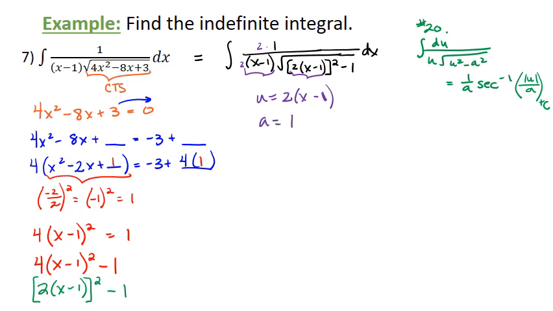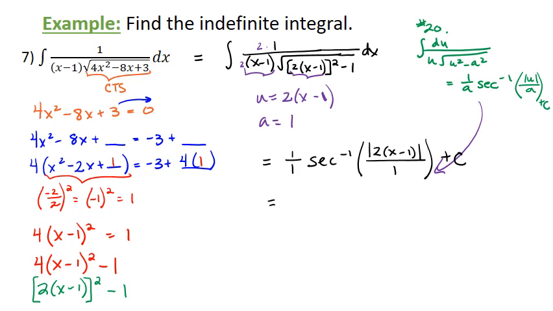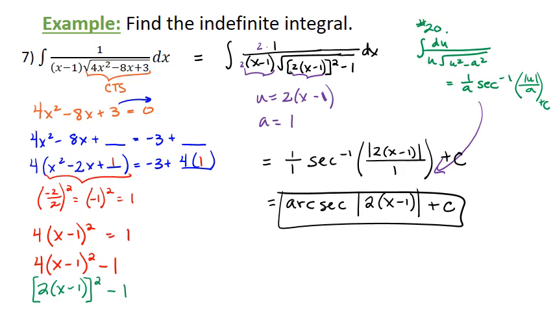A is 1. So throwing this into this here, we get that this is equal to 1 over 1 times secant inverse of the absolute value of 2 times x minus 1 all over 1 plus c. And then this is arc secant or secant inverse, whatever. Arc secant of the absolute value of 2 times the quantity x minus 1 plus c. And this is the final answer.